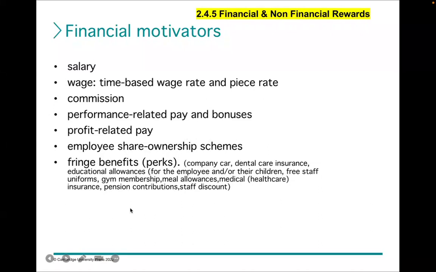And finally, fringe benefits or perks, as it's called. So like a company car, dental care insurance, educational allowances if you've got children, free staff uniforms, gym membership, food allowances, meal allowances, medical care. All of these, they're giving you money, but indirectly, whereas obviously here, the money is direct.